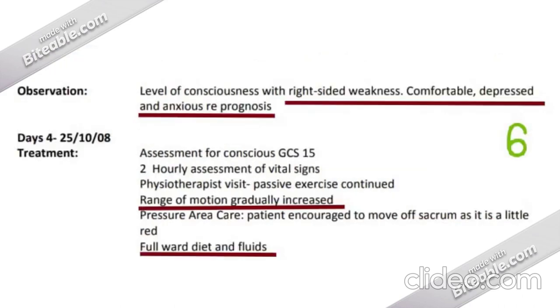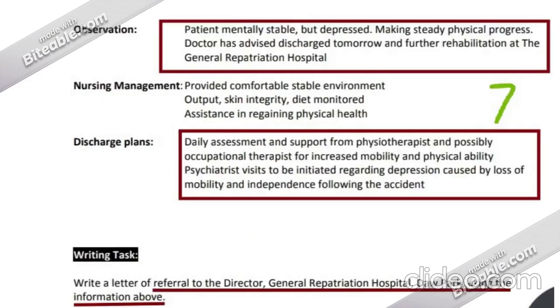Then we can see the observation, level of consciousness with right-sided weakness. So the patient now has right-sided weakness, but comfortable, depressed and anxious regarding prognosis. And the next day we can see assessment for consciousness. This is 15. Hourly assessment of vital signs, physiotherapist visit, passive exercise continued, range of motion gradually increased, then pressure area care, full ward diet and fluids.